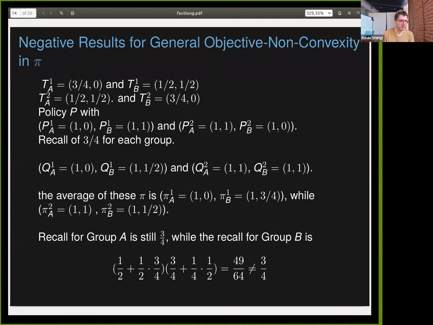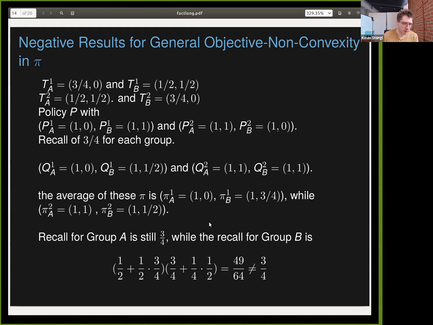All right, let's continue. Okay, so now we're going to talk about maximizing the linear combination of precision and recall at the very end, but still with equal opportunity over the whole pipeline. We have some negative results initially, which is first, not surprisingly, that the set of equal opportunity policies over this pipeline is not convex. So we can't just do convex optimization. Here's a very simple example showing that.